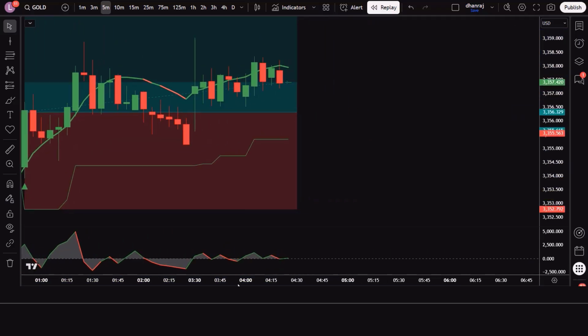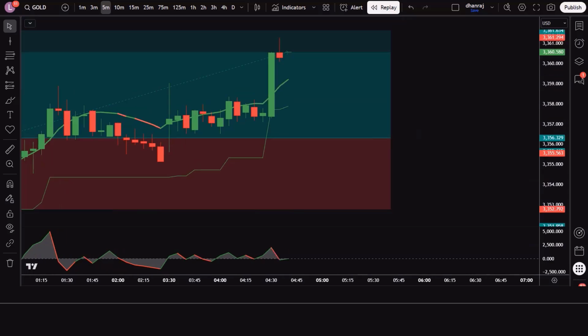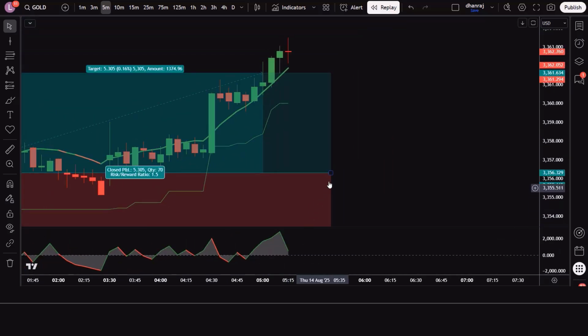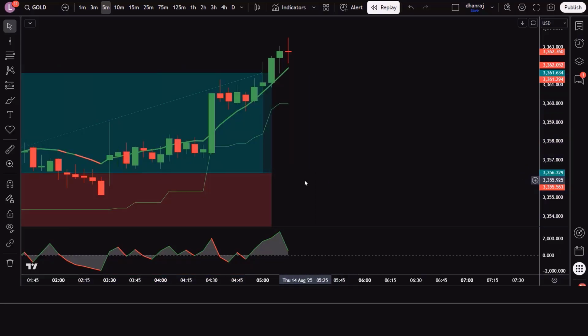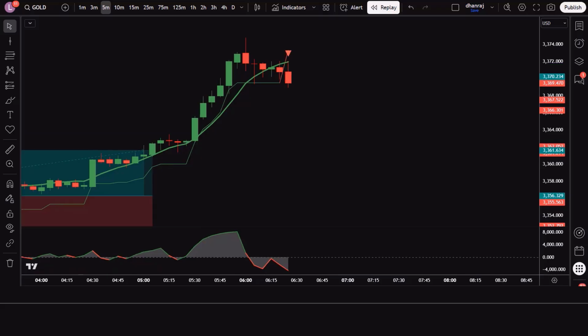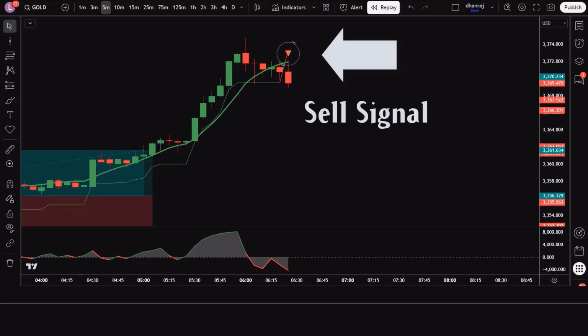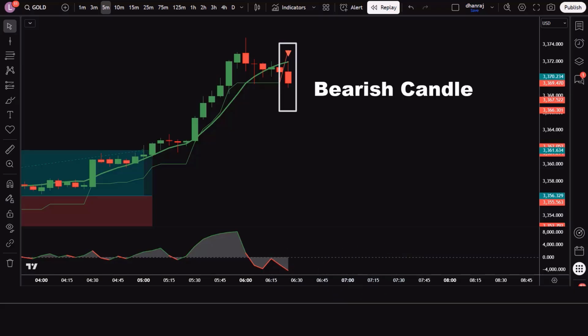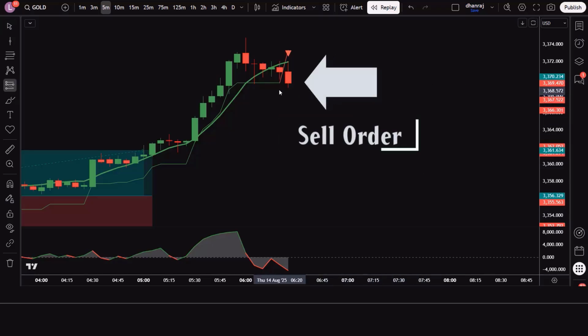Our trade is running in profit. We have won this trade. Let's find the next trade. We have got the signal. Here the ADX combined strategy indicator gives us a sell signal. Here the OBV oscillator indicator OBV point is below the zero line. Here the market has made a bearish candle to give confirmation. So all our conditions are being fulfilled, so we are placing an order to sell.